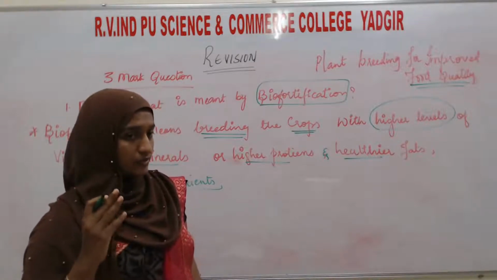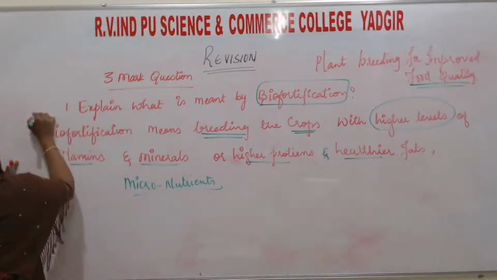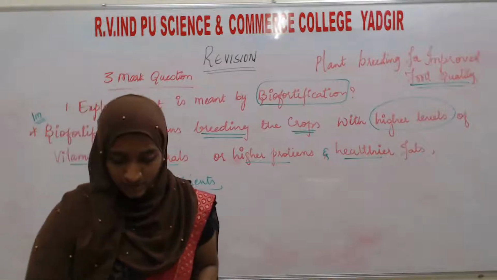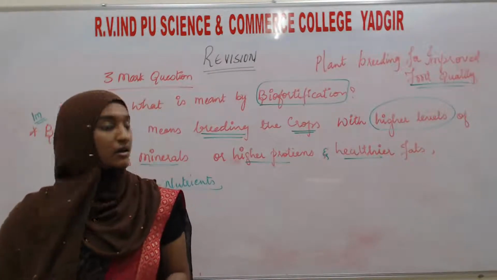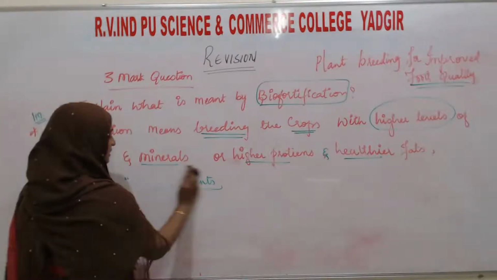If they ask for 3 marks, whatever the meaning is there, that will give you 1 mark. Then for the other 2 marks, they are asking what the objectives are for improving the food quality through plant breeding. What you have to write is, see here.